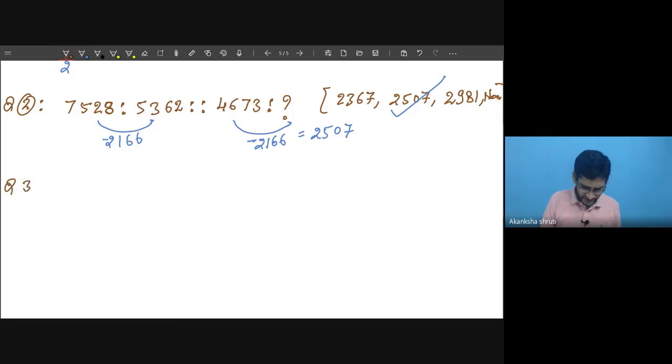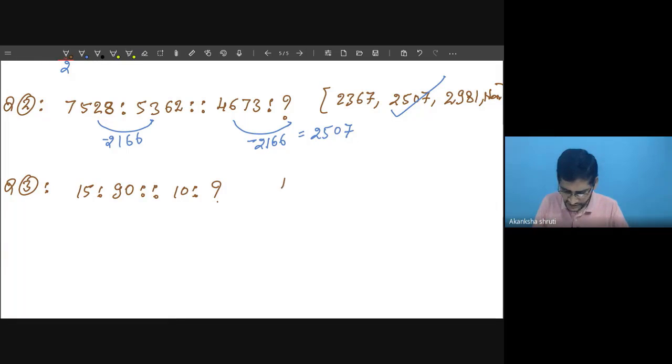Take the next question. So the next question is like this: 15 is to 90, 10 is to what? The options are important: 40, 50, 60, 70.